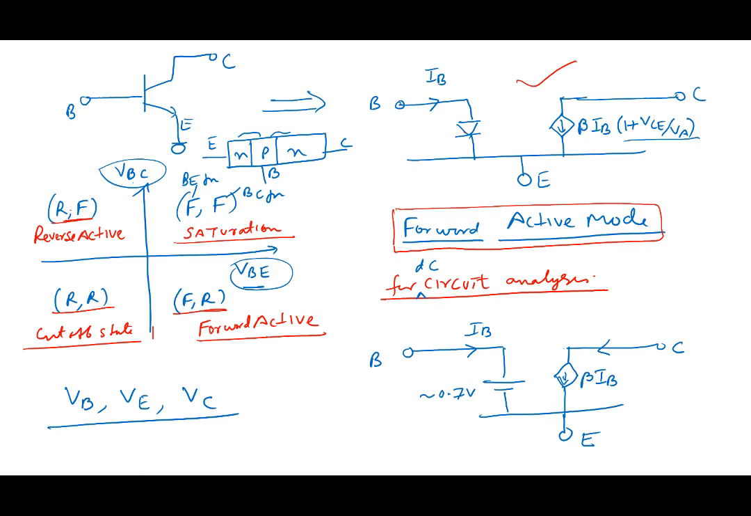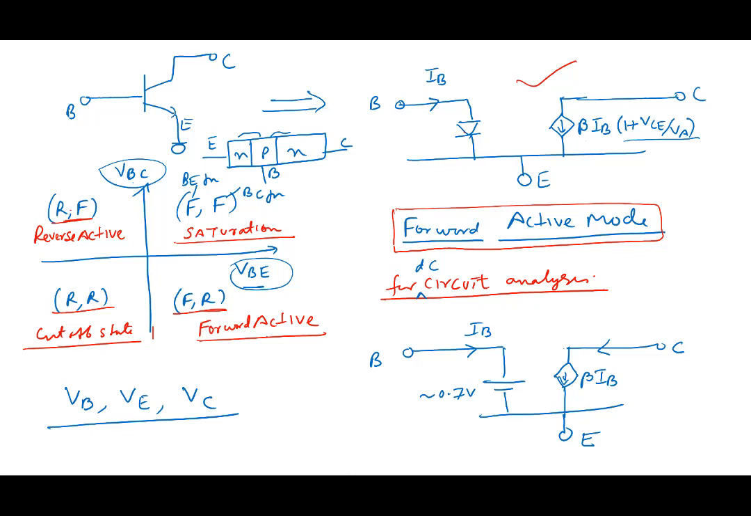This becomes a simple model. So if you have to do a DC analysis of a circuit containing a transistor, what do you have to do? First, figure out: is my device in forward active? Is it in reverse active? Is it in saturation, or is it in cutoff? You have to identify which mode it is working in.